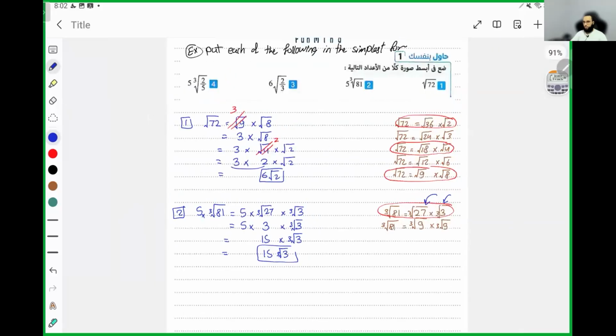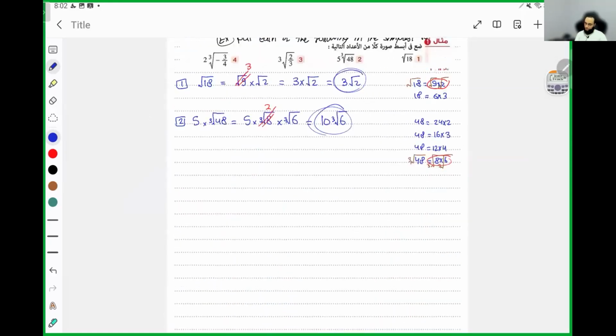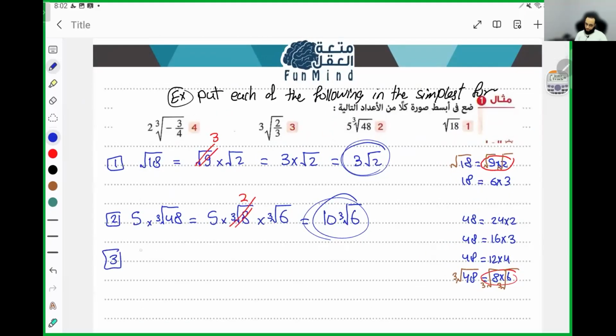Okay? So, Muhammad Izzat, we have another question here. If you have a question like that, be focused. This is not a cubic root. This is a square root multiplied by 3. This 3 is small, but this 3 is big. This is cubic root 3, but this is square root 2 over 3 multiplied by 3. You got the difference?